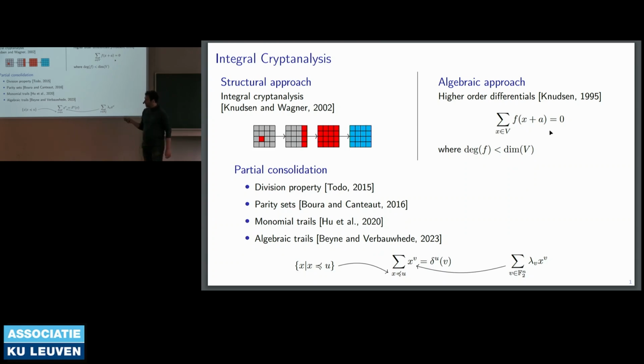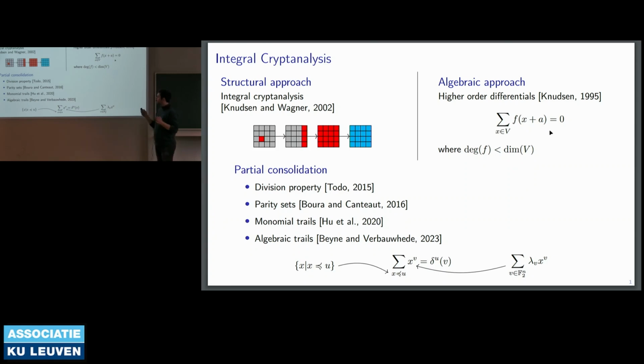There is a recent line of work which merges these two approaches, where we use algebraic properties of the components to propagate more information through the cipher. The idea was that you can track which monomials the input set will sum to 0 over, or similarly, you can try to track the algebraic normal form, or the algebraic representation of the components, backwards through the cipher.